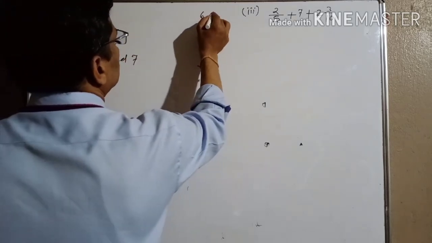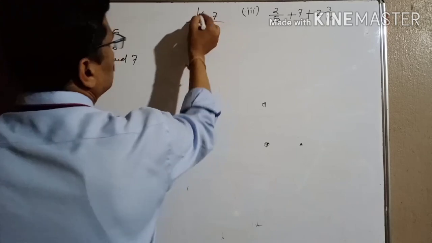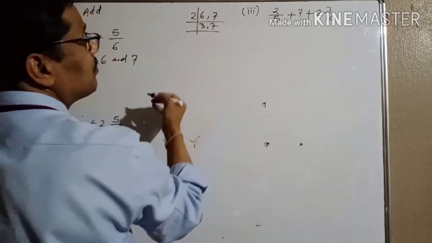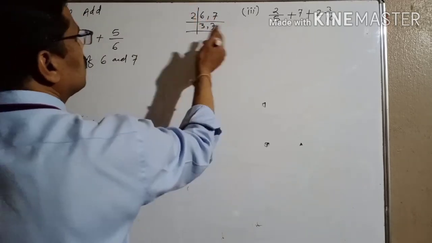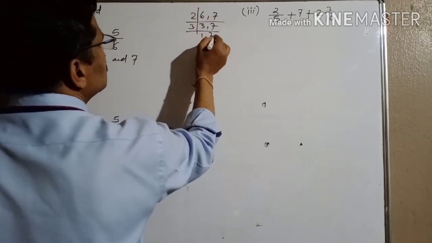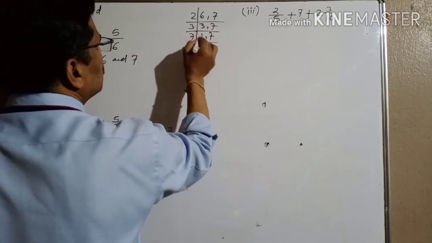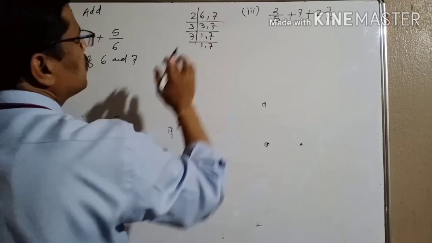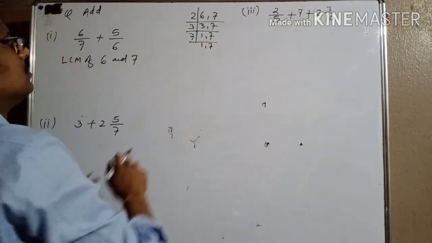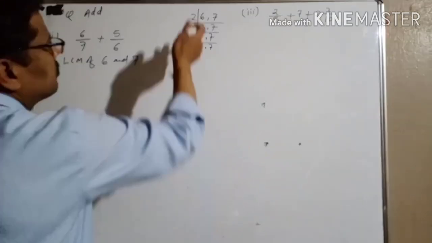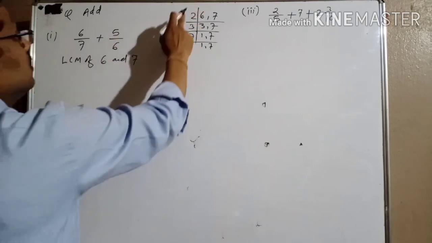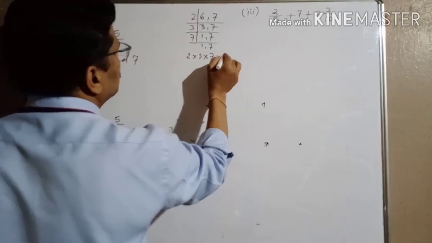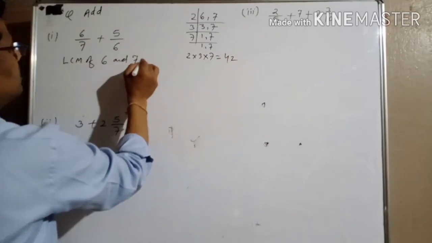6 and 7. 6 divided by 2, 2 3 is 6, and the 7 will come. Now both are prime numbers, so we directly get the answer. If you don't know, here we can divide by 3, 3 1 is 3, 7 will come. Directly you can get 2 3 is 6, 6 7 is 42. You can also get the answer directly. But many students get confused, that's why I am showing this method. 2 3 6 7. 2 into 3 into 7. What do we get here? 42. So we can write here 42.